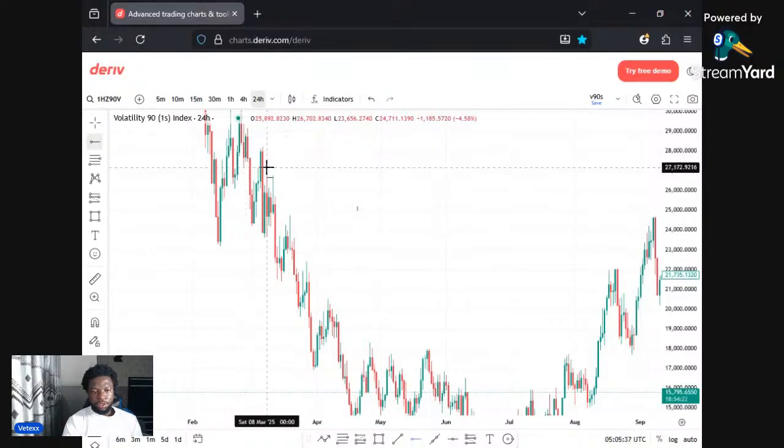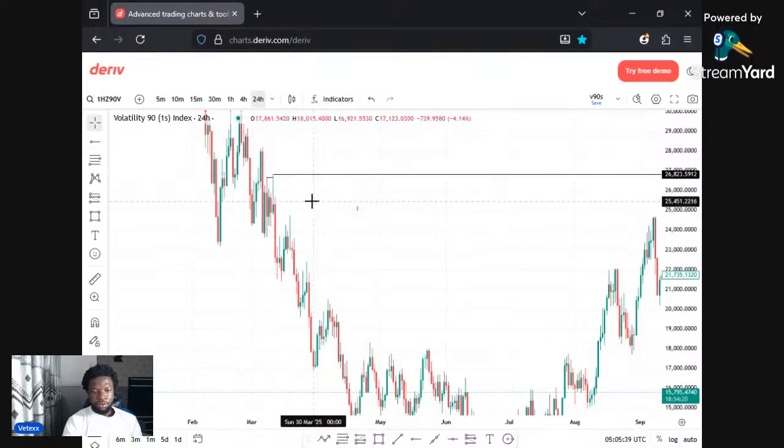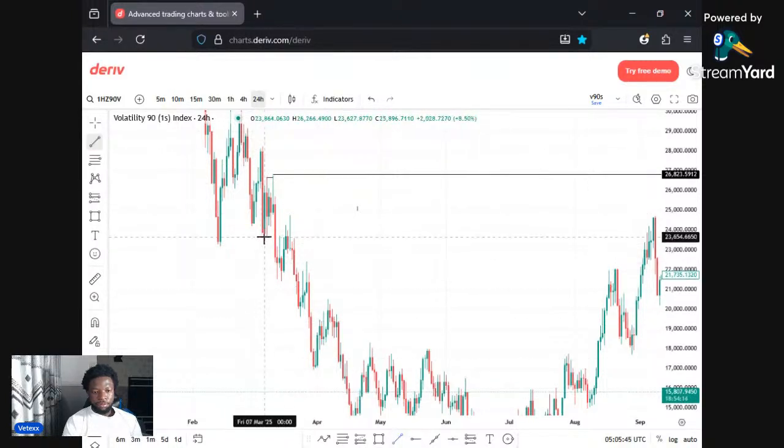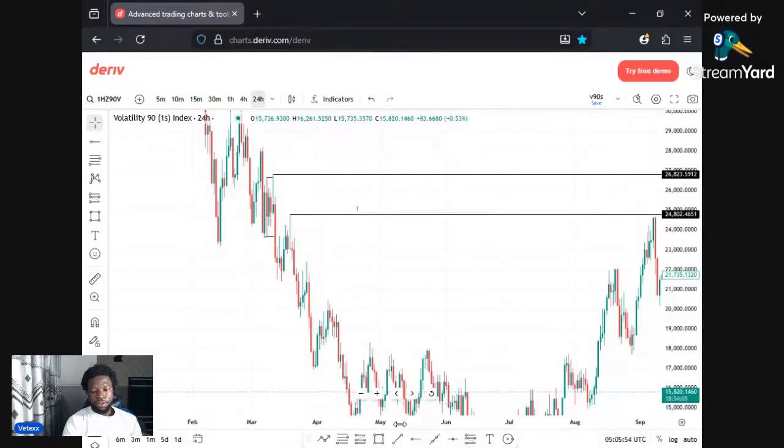And then this is the protected high we are going to be using. From there we have our first break of structure, which is this. Price retraces 50% to give us our structural liquidity, which is this. And then price returns back to break the newly created low, giving us our second break of structure, which is this.